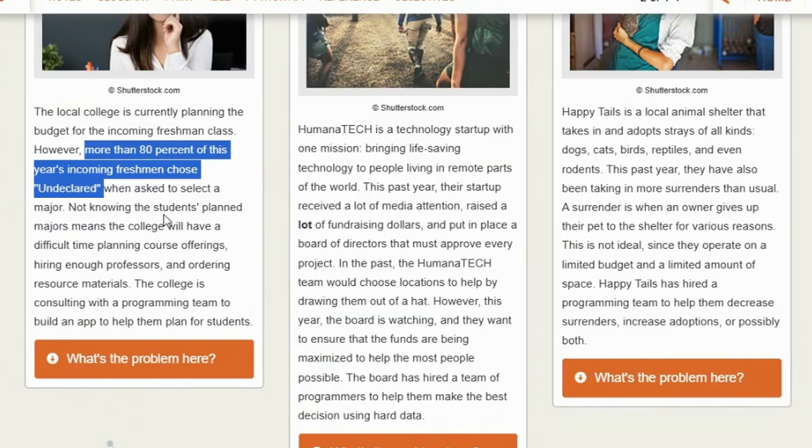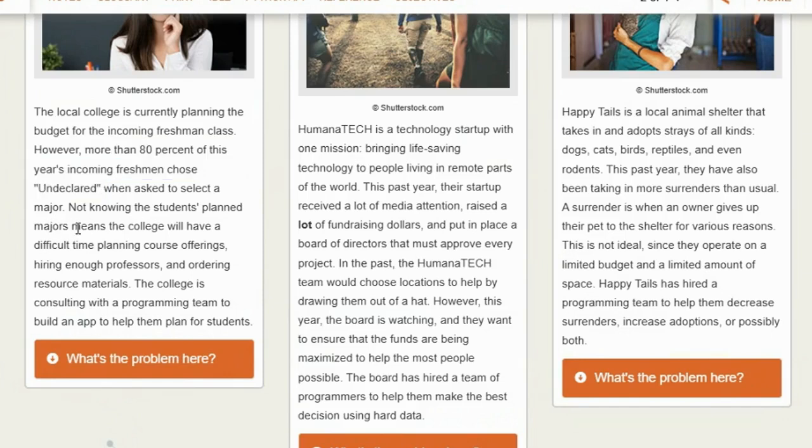Not knowing the students' planned majors means the college will have a difficult time planning which courses to offer, hiring enough professors to make sure they have enough to teach the classes needed for the number of students wanting that, and ordering resource materials, different things you need for class, textbooks, etc. The college is consulting with a programming team to help build an app to help them plan for students.